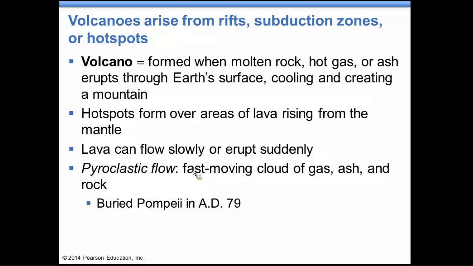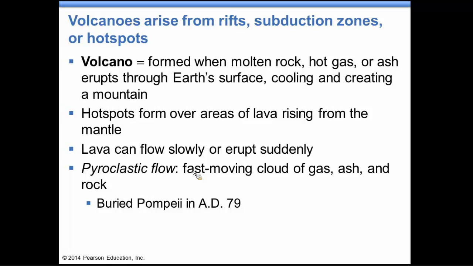Volcanoes arise from rifts, subduction zones, or hot spots. Where molten rock, hot gas, or ash erupt through Earth's surface, a volcano is formed, often creating a mountain over time as cool lava accumulates. Lava may also be emitted at hot spots, localized areas where plugs of molten rock from the mantle erupt through the crust. At some volcanoes, lava flows slowly downhill. At other times, a volcano may let loose large amounts of ash and cinder in a sudden explosion. Sometimes a volcano can unleash a pyroclastic flow, a fast-moving cloud of toxic gas, ash, and rock fragments that race down the slopes at speeds up to 450 miles per hour, enveloping everything in its path.